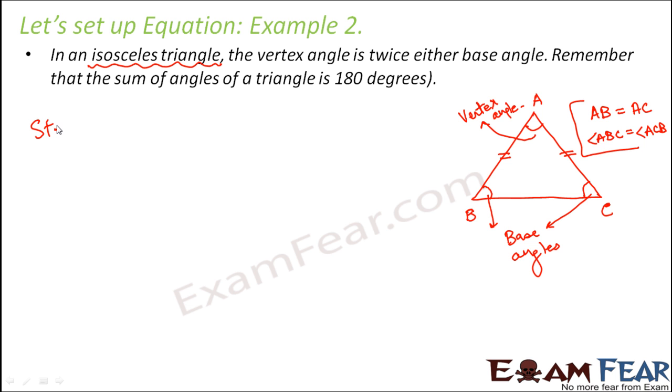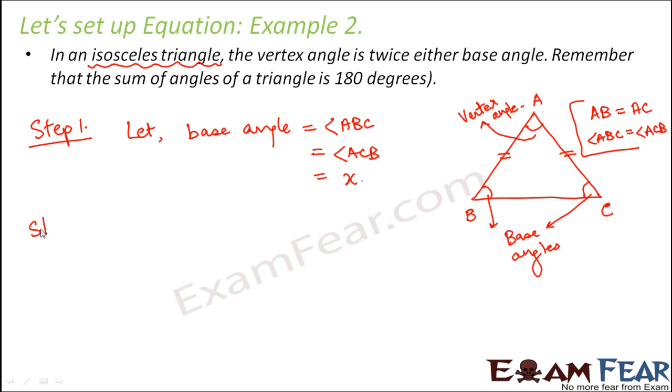So in step 1, what do we do? We assume, let us assume that the base angle, which is equal to angle B or angle ABC, which is also equal to angle ACB, let us assume that this base angle is equal to x. So we have assumed. So our first step is over.